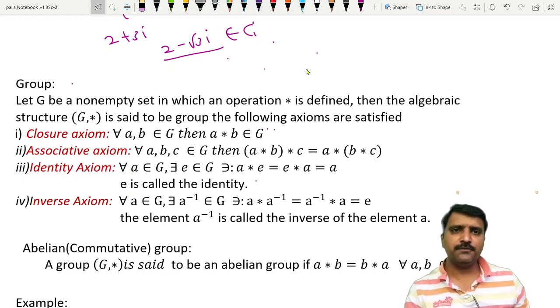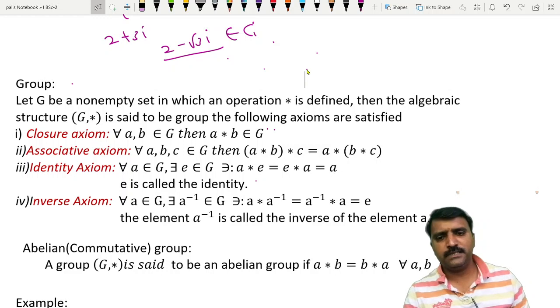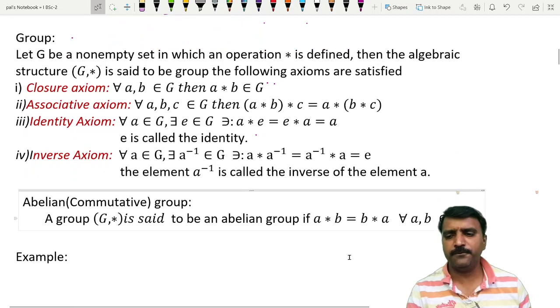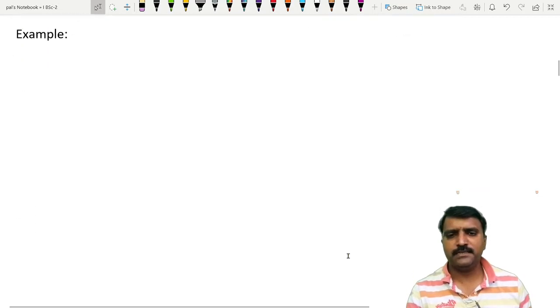Okay, so along with these properties there is the commutative property. If a group satisfies the commutative property, then we call it a commutative group, or it is called an abelian group. An abelian group is a group which satisfies the commutative law. What is the commutative property? If you take a star b, it is the same as b star a, then we say it is a commutative group. Okay, for example, to a group.